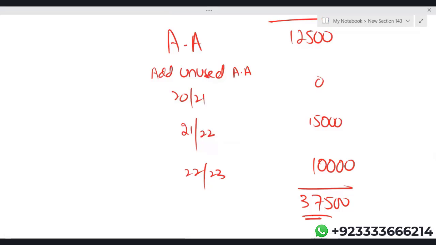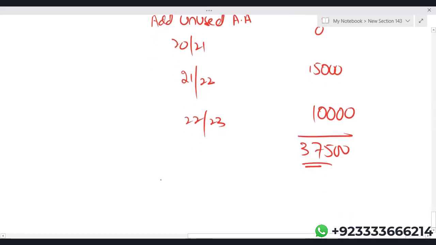If this individual contributes only 37,500 in the gross PPC, only 37,500, then there will be no annual allowance charge. Repeat. If the maximum contribution is equal to 37,500, then no annual allowance charge. But can I say here, his contribution is more than 37,500.